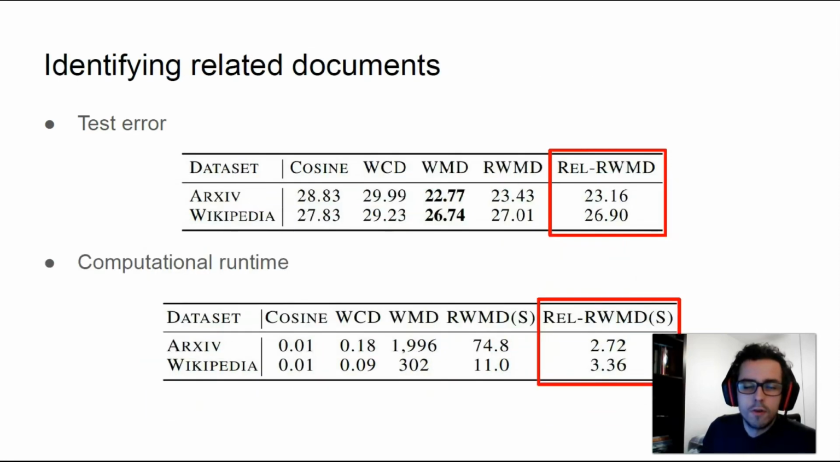And for the second experiment, we run identifying related documents. The idea is that we have three documents, and two of them are related. And as we can see, once again, our method has results close to the WMD and RWMD, while being one order of magnitude faster once again.